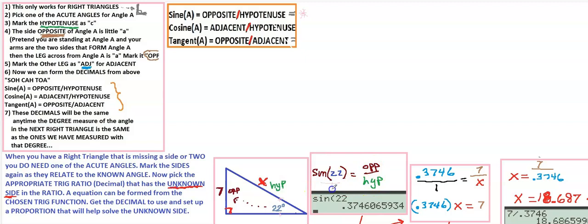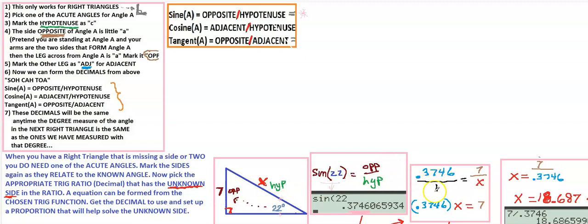I can look up the sine of 22 on my calculator, and when I do that, I get this decimal. Just use part of it. You don't need all of it, maybe the first four digits. So the sine is 0.3746. That equals the fraction 7 over x.